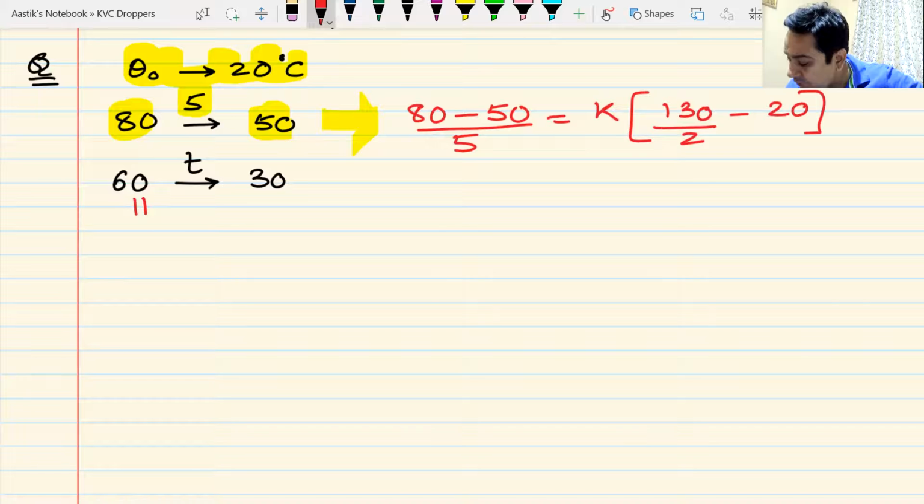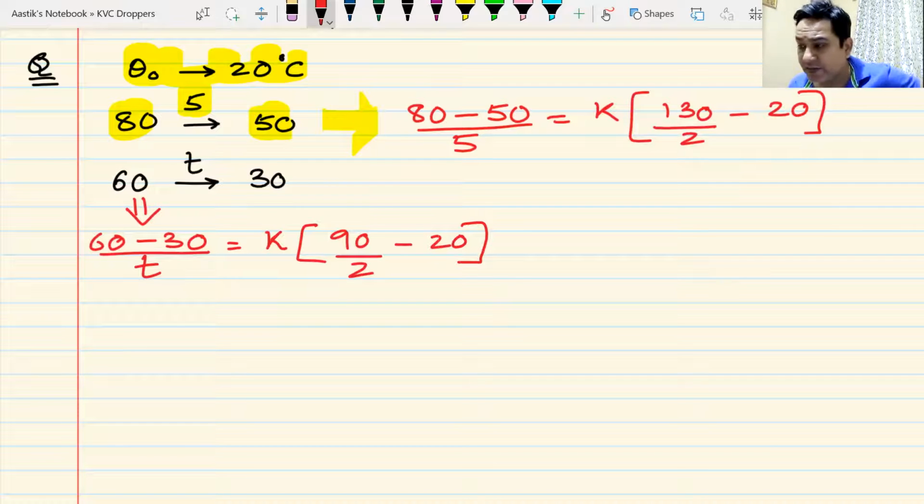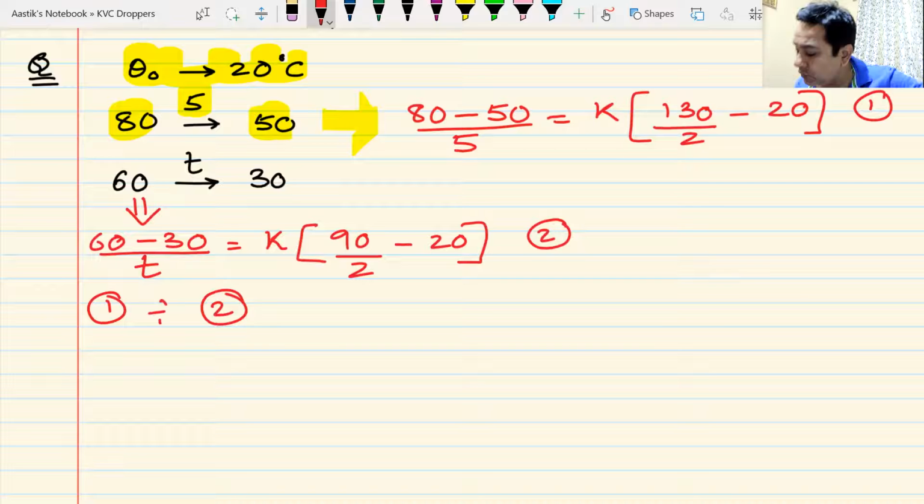Then I make the step for this one. 60 minus 30 divided by T should be equal to K into 60 plus 30, which is 90, divided by 2, minus the surrounding temperature of 20 degrees Celsius. Now what I have to do is divide. This is my equation number 1, this is my equation number 2. I can divide 1 by 2. If I do 1 divided by 2, what do I have?